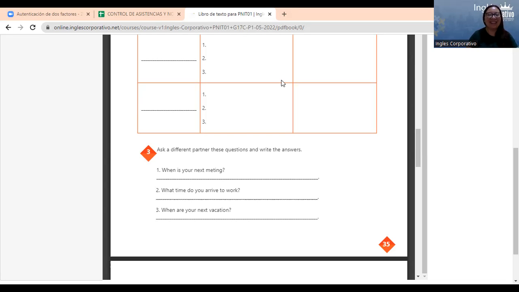Ingrid, next, Senia, veamos. This is about Ingrid. Her next meeting is on Monday. She arrives to work at 6:30 a.m. Her next vacation is on August. August. Very good, Sandy and Ingrid. Good job. Room number four, Elena and Joanne.